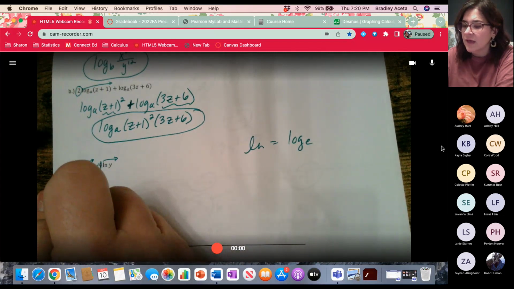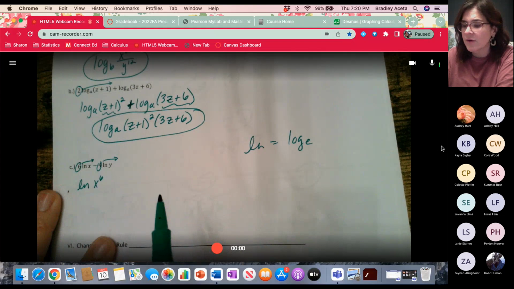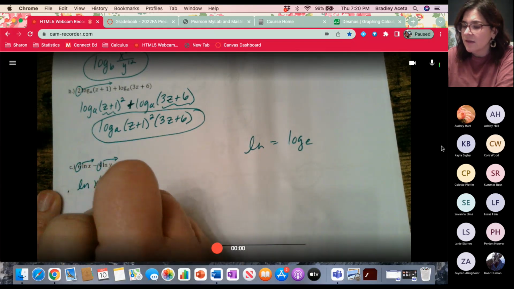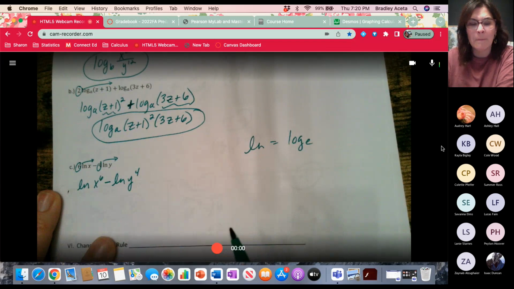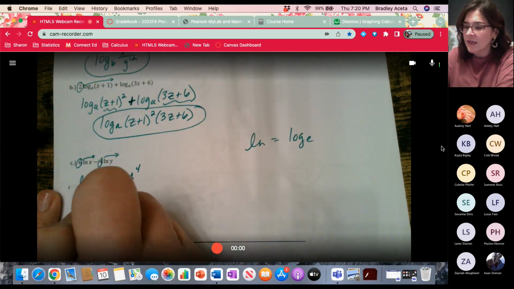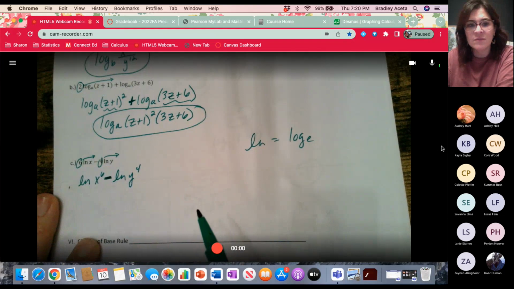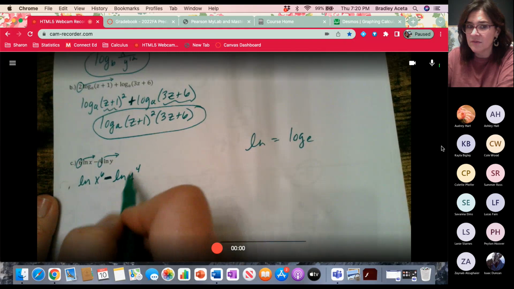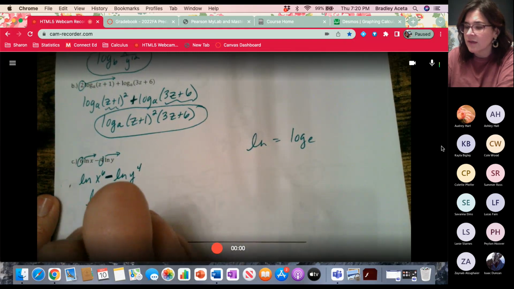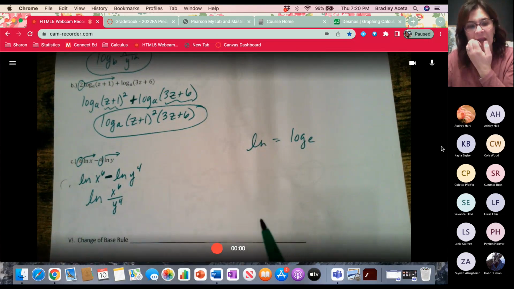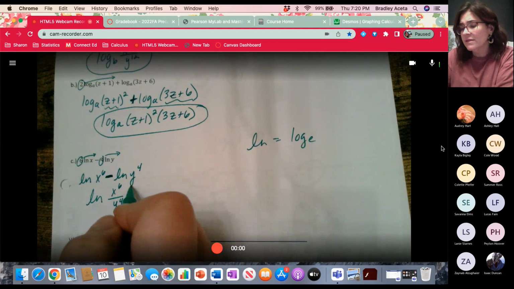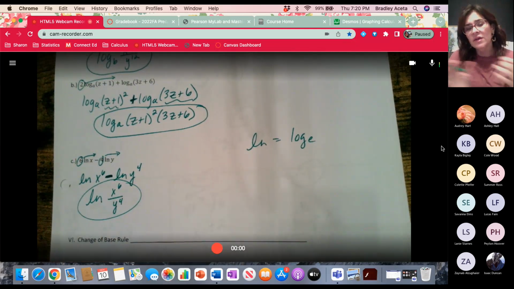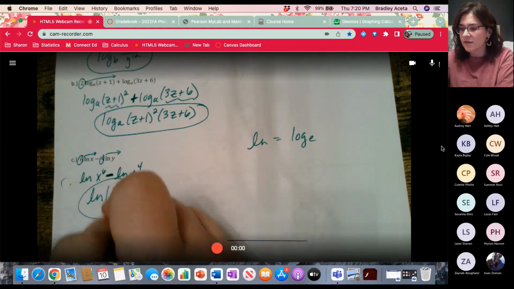So ln of x to the 6th, that's the power, minus ln y to the 4. And then again, there's that minus. Minus to condense means to divide. Divide, this becomes the top, this becomes the bottom. So ln x to the 6th over y to the 4. And that's nothing else you can do. And by the way, you keep that ln on the outside. You don't put it to the top. You just keep it on the outside. Like this is the ln of this right here.